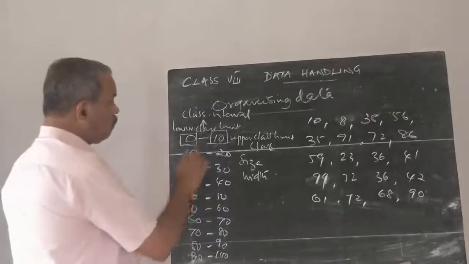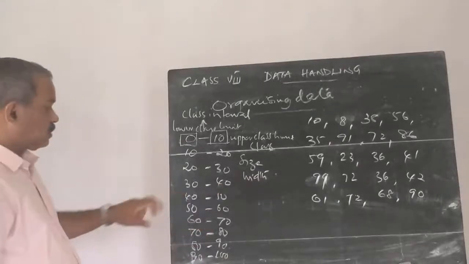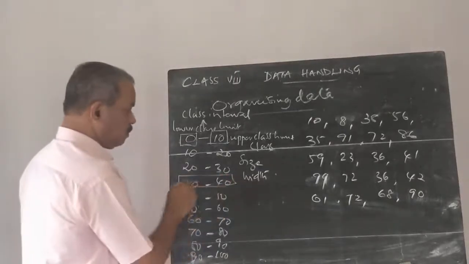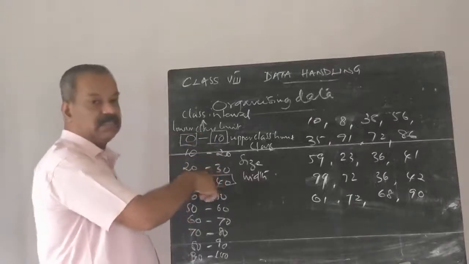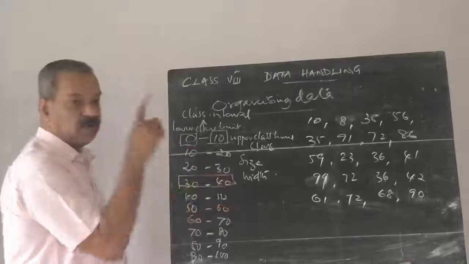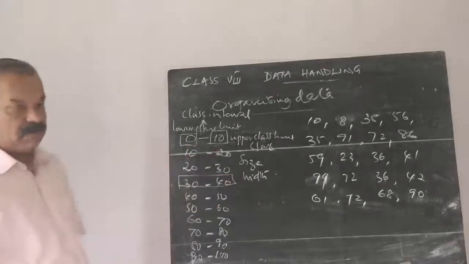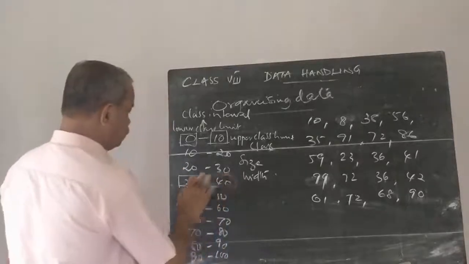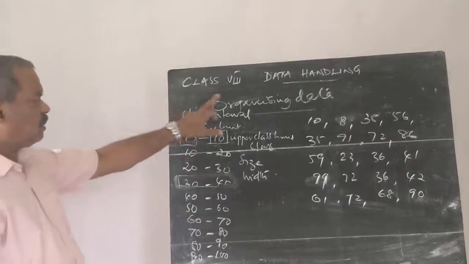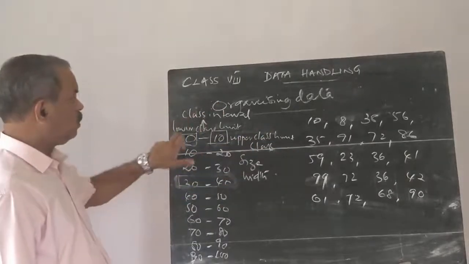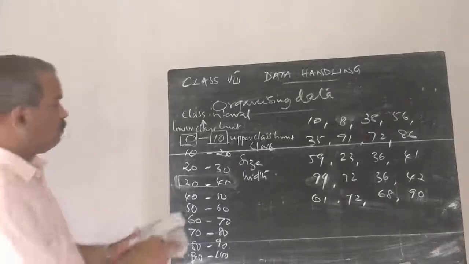So upper class limit. What is the upper class limit of this one? This class interval, 30 to 40, 40. Lower class limit 30. 30 is counted in this class interval, but 40 is not included in that class interval. It is included in the next class interval. Now, class interval is an important term. Class interval, upper class limit, lower class limit, size of the class or width of the class.